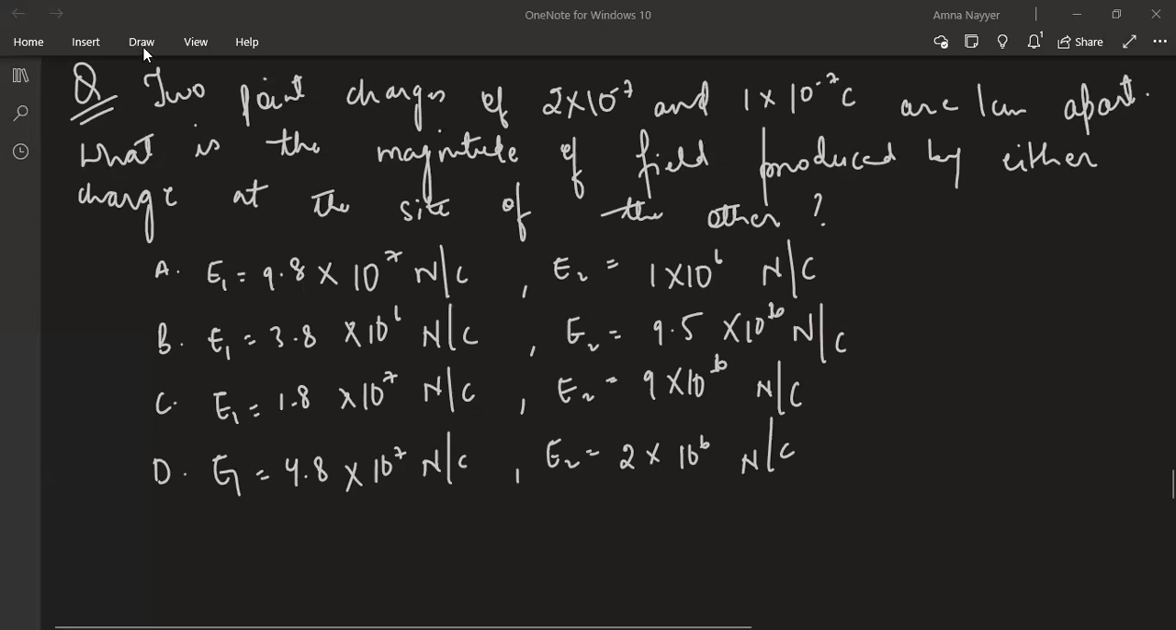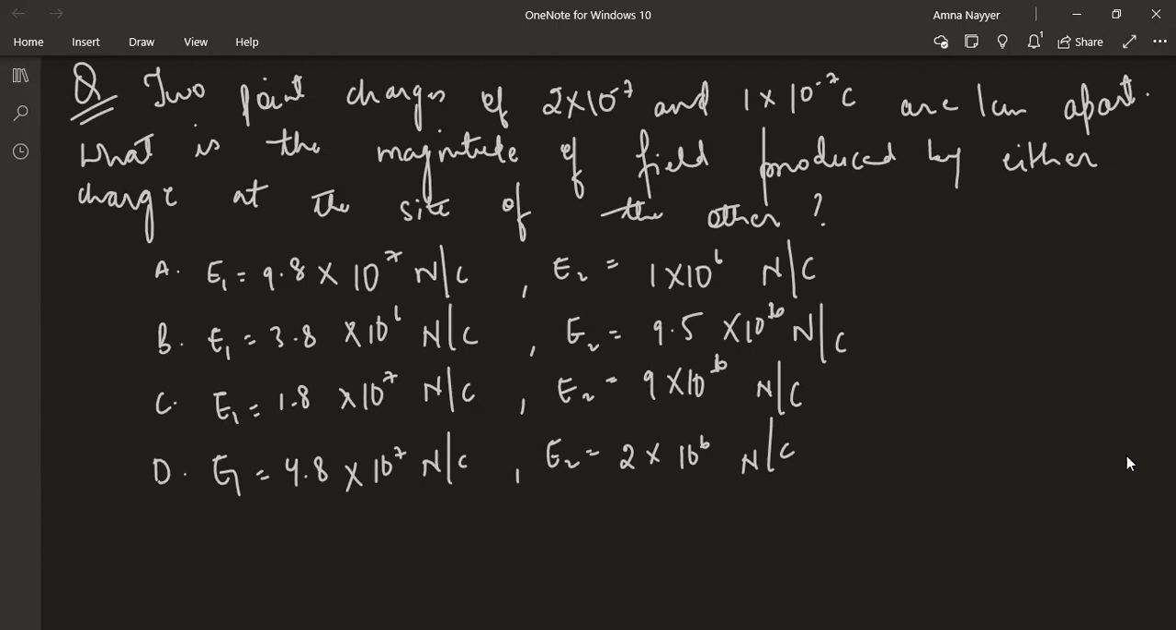Yes, Rifat, right answer. C, class. How will we solve this? It says that 2 point charges are there. So only Rifat has tried. One charge is 2 into 10 to the power minus 7. Another one is simply 1 into 10 to the power minus 7 coulombs. Now they are 1 centimeter apart from each other. What is the magnitude of field produced by either charge at the site of the other?